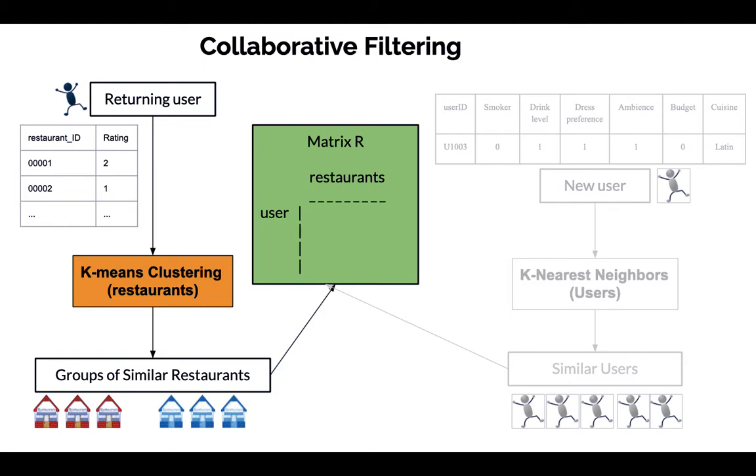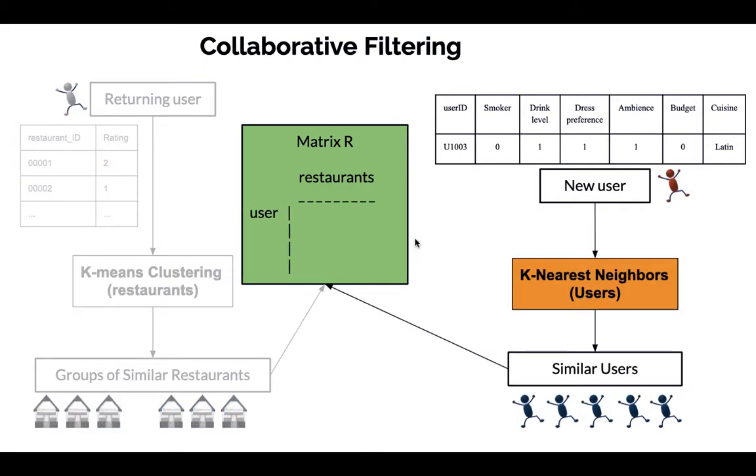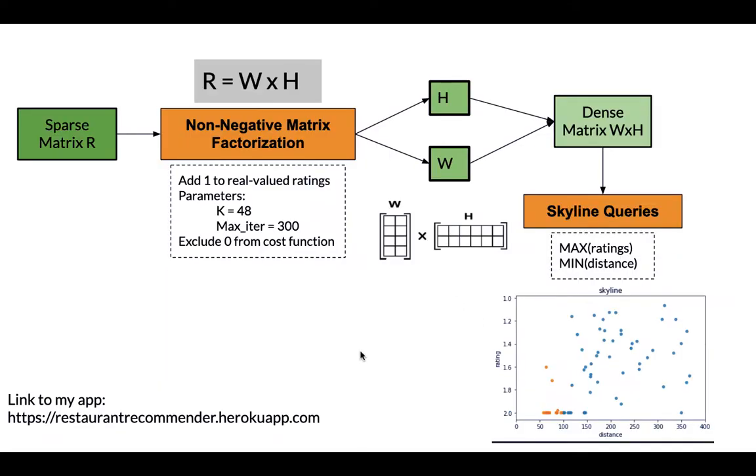We can use k-means clustering to group the restaurants into clusters. The goal is to find restaurants with similar features to the ones already rated highly by the user. The user-to-restaurant relationship is then put into a matrix R. In a case of a new user, this is the registration information that we have on them. Given these attributes, we can use KNN to find other users that share similar characteristics to this new user. And similarly, we put the user-to-restaurant relationship into this matrix R.